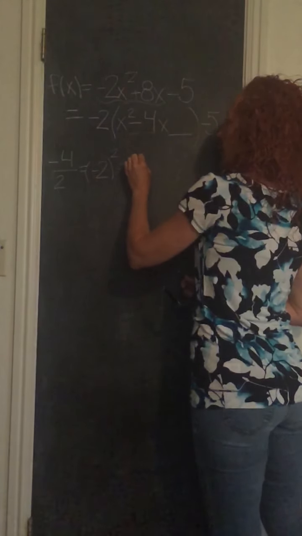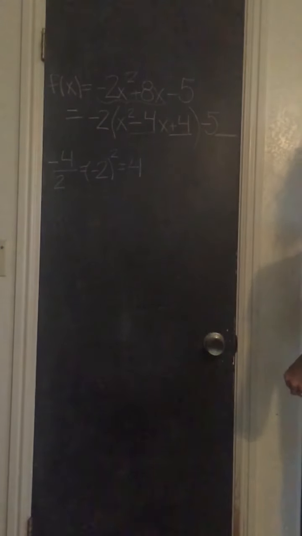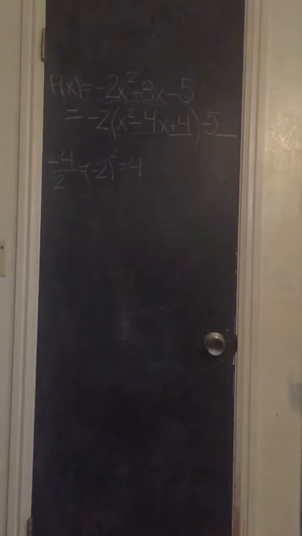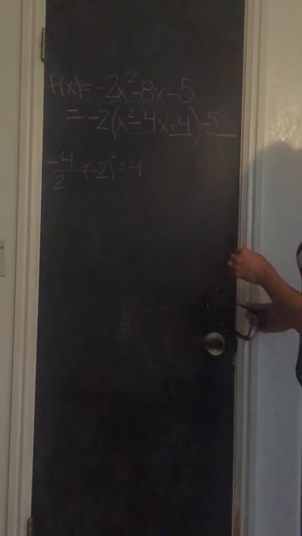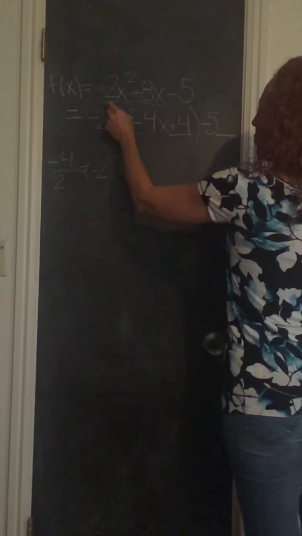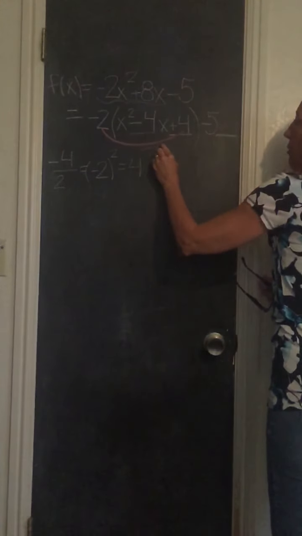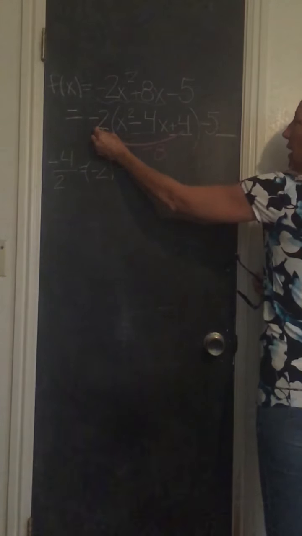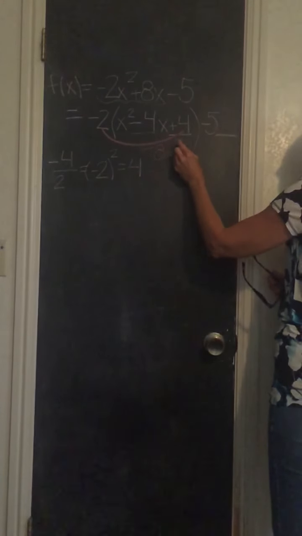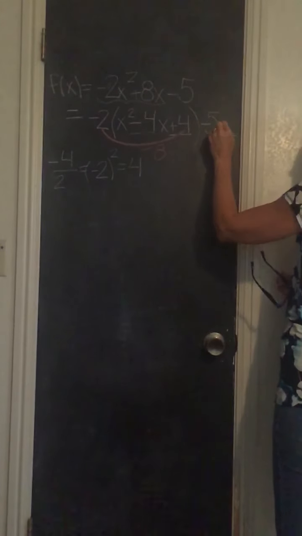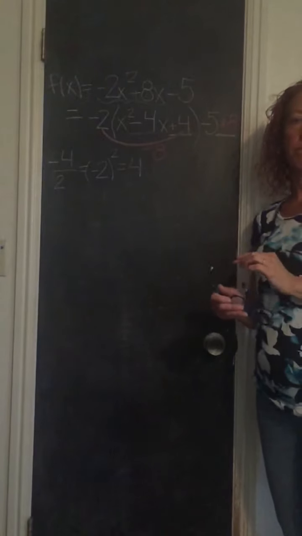Squared is a positive 4. So I'm going to put a plus 4 right here. And then I'm going to stand back and say, what did I really add to that part of my equation? Well, if I were to redistribute, this number right here would be a negative 8. Negative 2 times positive 4 would be a negative 8. So in order to have opposites in the blanks, the back number this time is going to be positive.